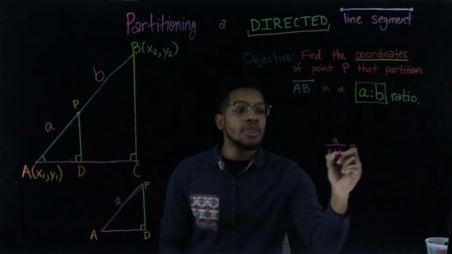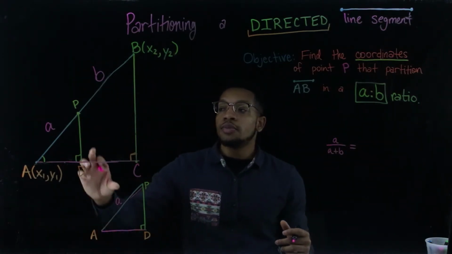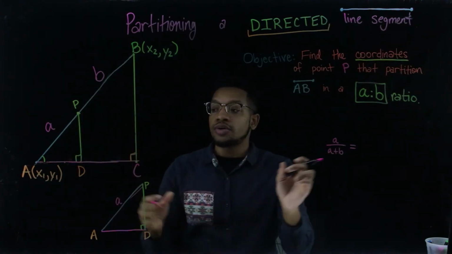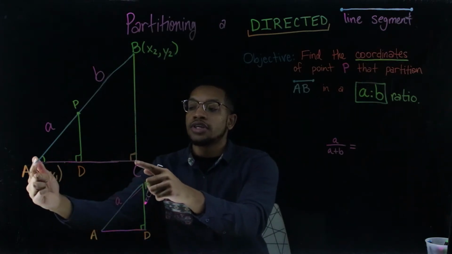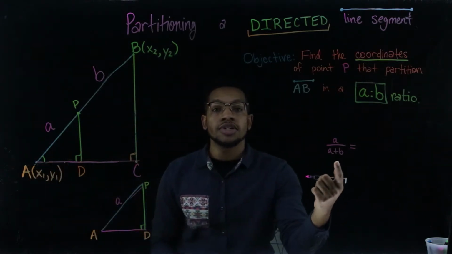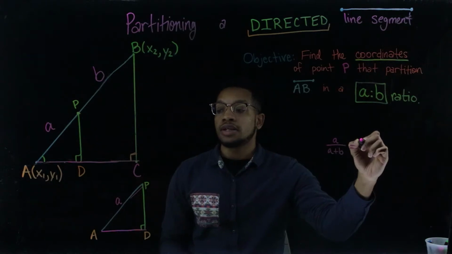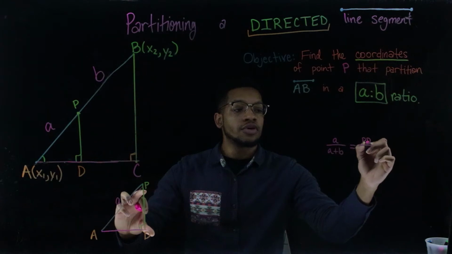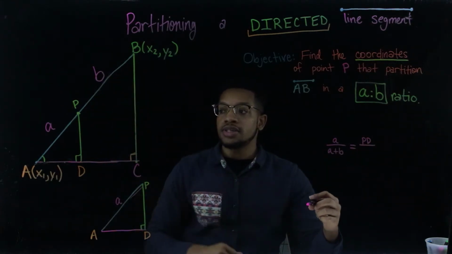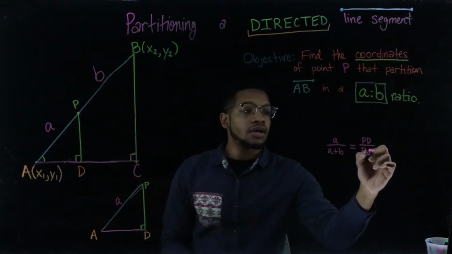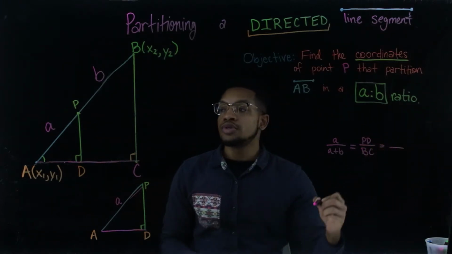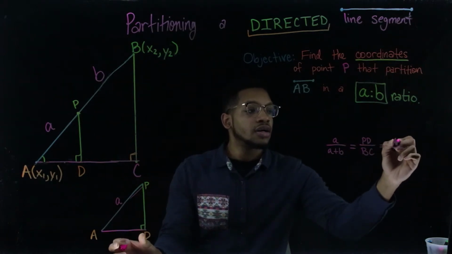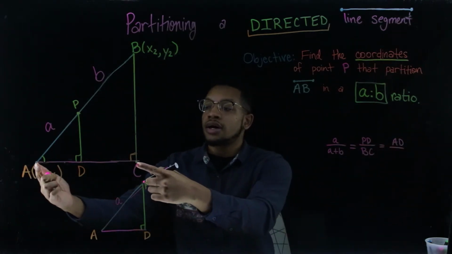We can say that because these two triangles are similar, this little over this big is equal to that ratio, and then this little over this big is also equal to that same ratio. So I can say my little, which is PD, over the corresponding big side, which is BC, is equal to this little, which is AD, over its corresponding big side, which is AC.